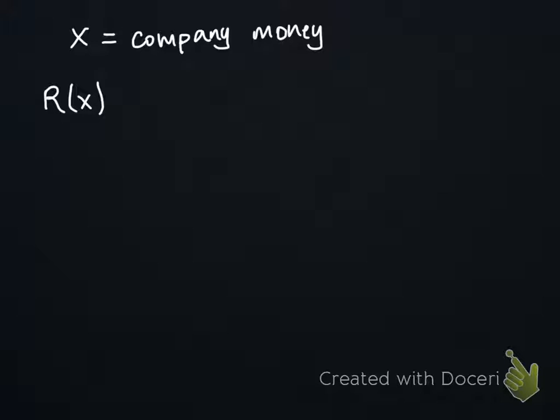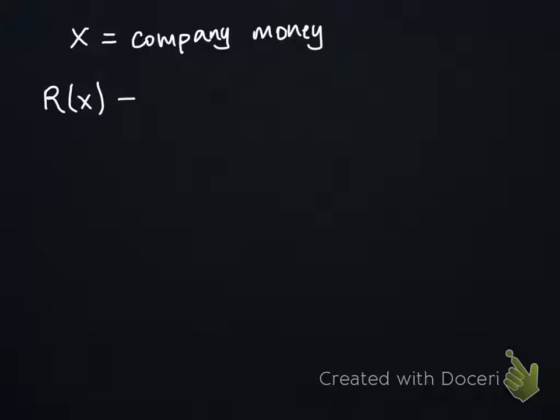Let's say you have X amount of money, right? This is what your company pays you. Company money. So let's call, say, R of X, let's say that's what you get. Ooh, let's make this a capital R so it's more understandable. R of X. This is what you're going to get after you take out your retirement fund.